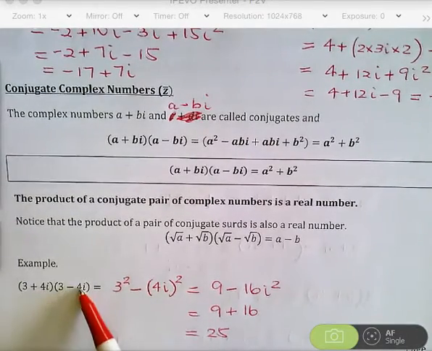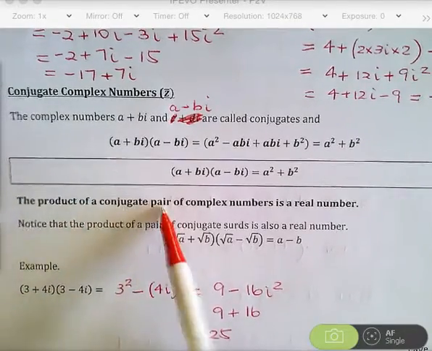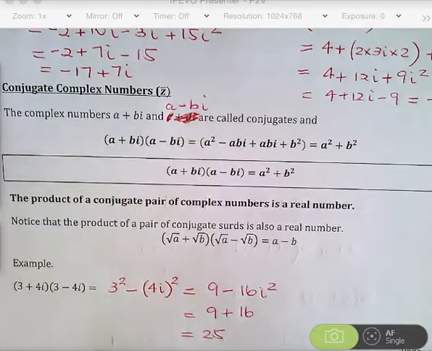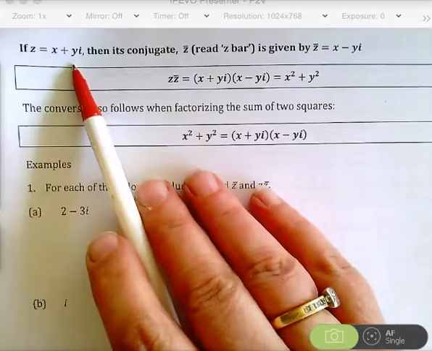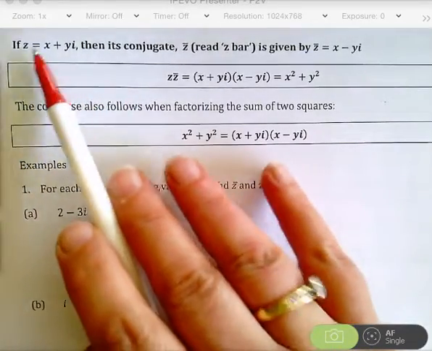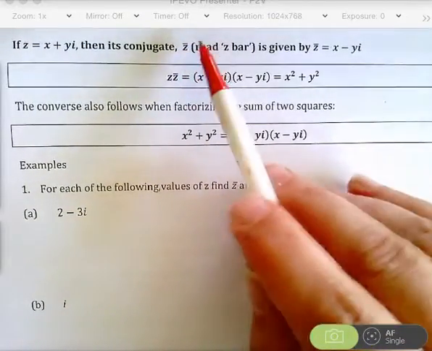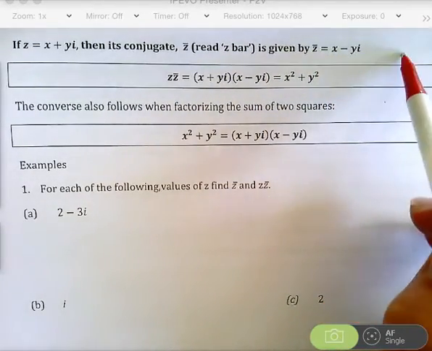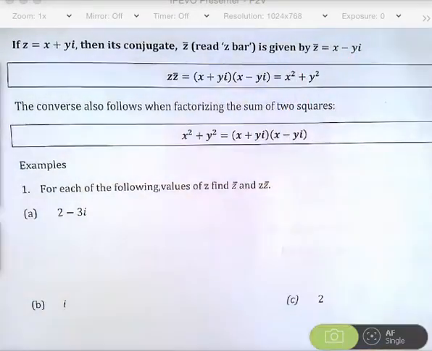So the product of a conjugate pair of complex numbers is a real number. Can you see that? They're complex conjugates, the answer's a real number. If z equals x plus yi, so z is always x plus yi, okay? If z equals x plus yi, then its conjugate is called z with a bar on top. It's called z bar. It is written as z bar equals x minus yi. That's just notation, all right? So if you see z, it's x plus yi. If you then see z bar, it means x minus yi, and we call it z bar.